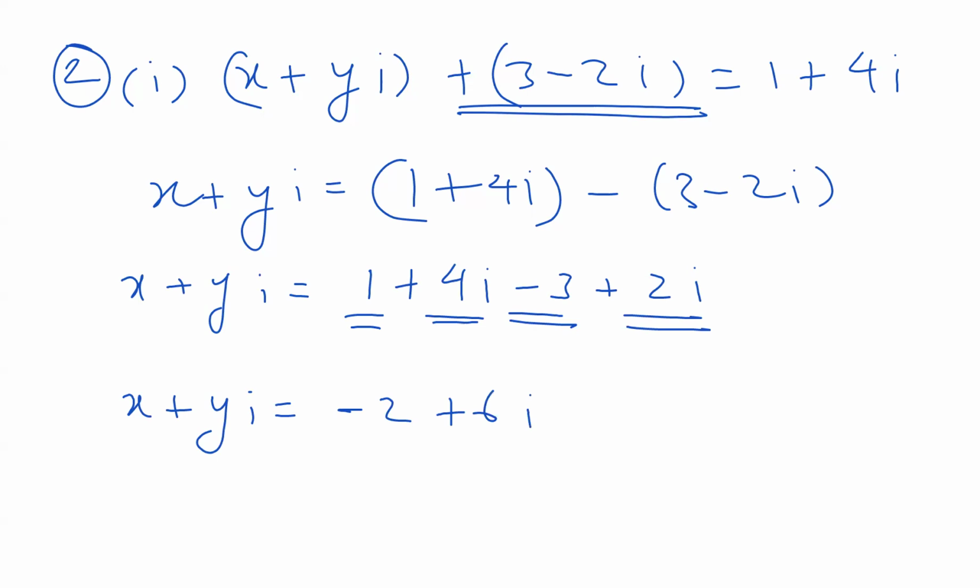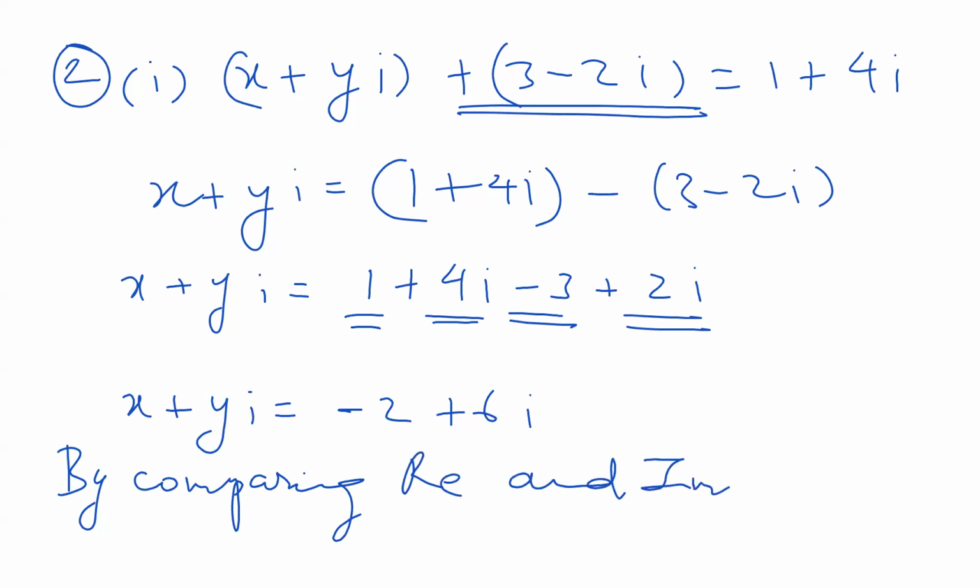Now the left hand side is a complex number format, a + bi or x + yi. Right hand side is also a complex number format. So there is equal to in between. So we can compare by comparing real and imaginary parts. x = -2 and y = 6. Okay. Second sub question, you can do it for self study. I'll take you to the third sub question. It's very simple basically.